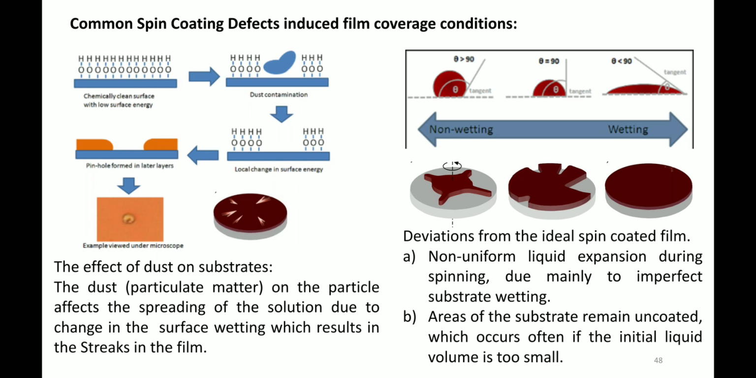So the first important point is the effect of dust on the surface. The surface of the substrate should be ultra clean. There should not be any kind of dust present on the surface of the substrate. If there is dust, you will not be able to get deposition around that dust particle. The dust, which is nothing but particulate matter, affects the spreading of the solution due to change in the surface wetting, which results in streaks in the film.